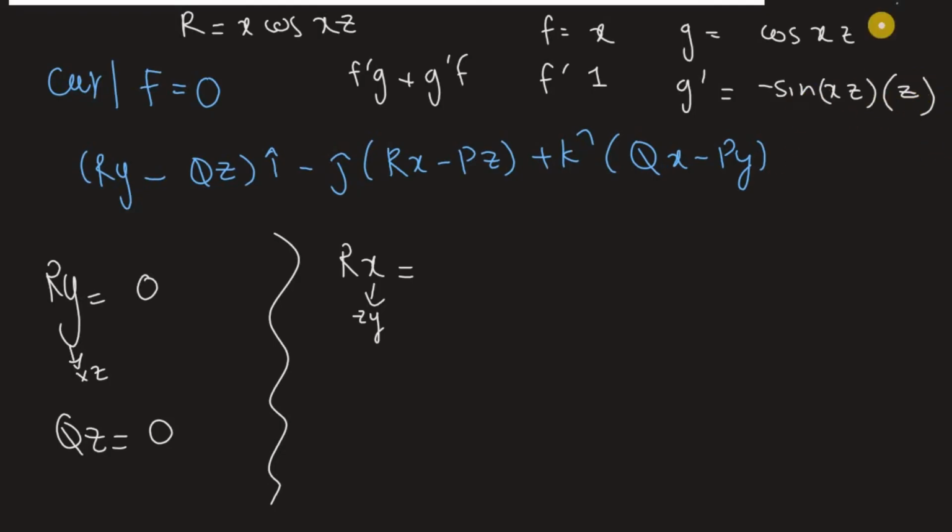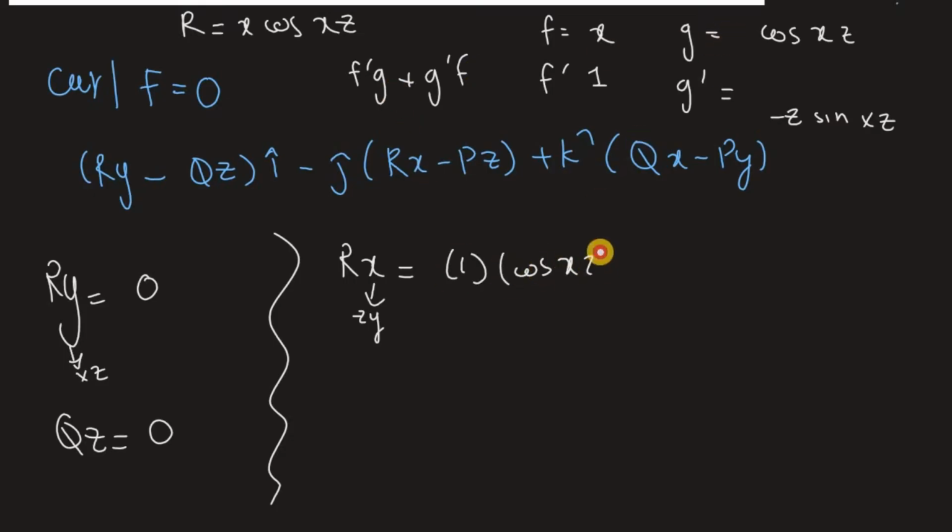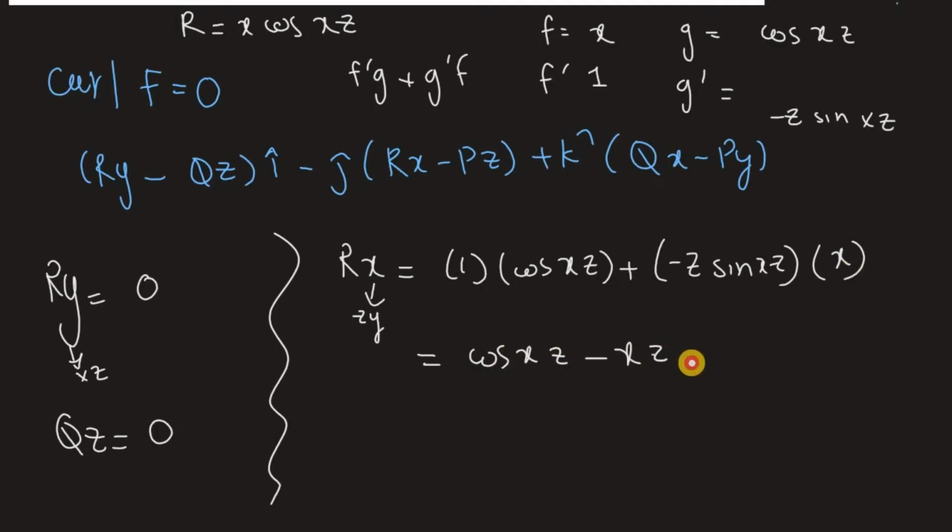Okay, so now once you have this, you can just simply write it in a better way: negative z sine of xz. Okay, so now f prime first. F prime, we have 1 times g, which is cosine of xz, plus g prime, which is this one, negative z sine of xz, and then times f, which is x. So now let's go ahead and multiply everything together. So here we are left with negative xz sine of xz. So this is our answer for r of x.